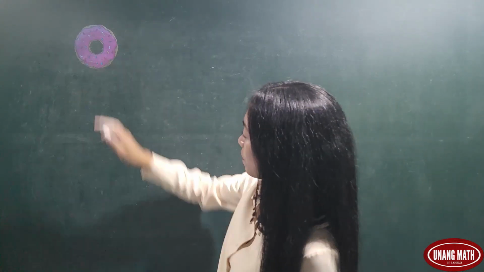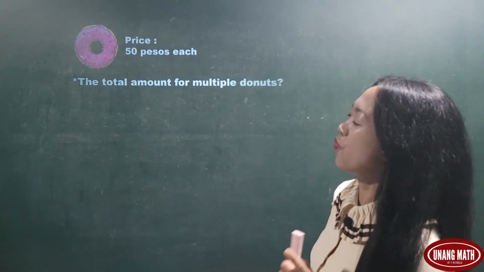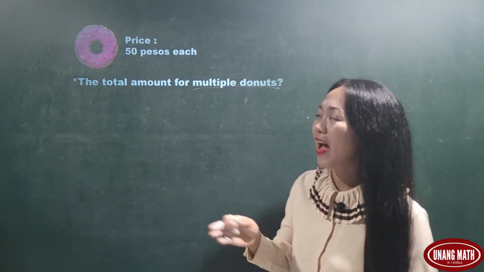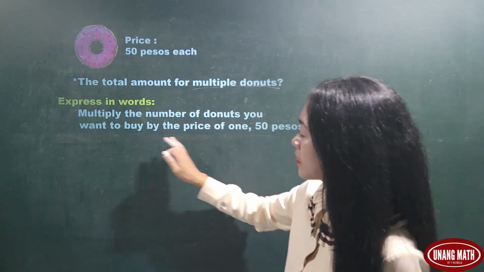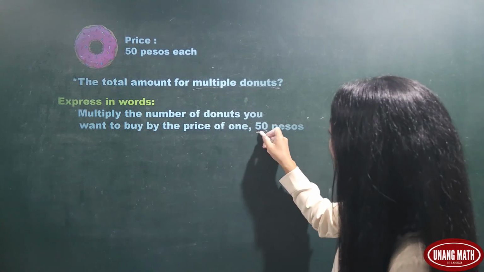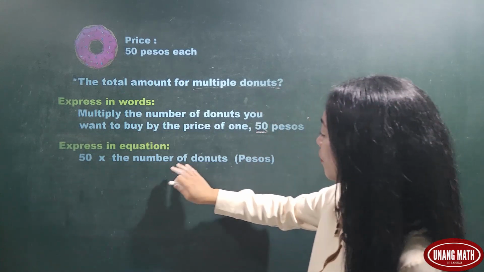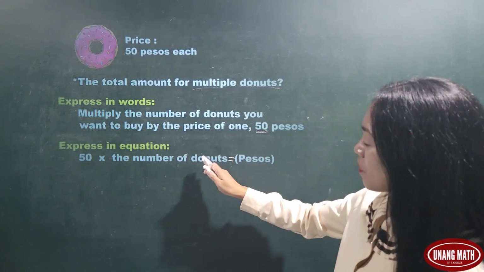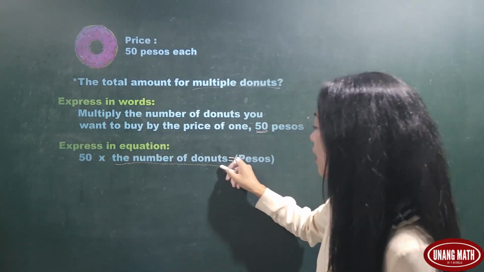Let's say one piece of donut is 50 pesos. Let's compute the total amount for multiple donuts. We don't know yet how many donuts we will buy. If we express it in words, we say multiply the number of donuts you want to buy by the price of one, which is 50 pesos. If we express it in an equation, 50 times the number of donuts is equal to the amount of money we need to pay. This is simpler and shorter than the words, but still long.